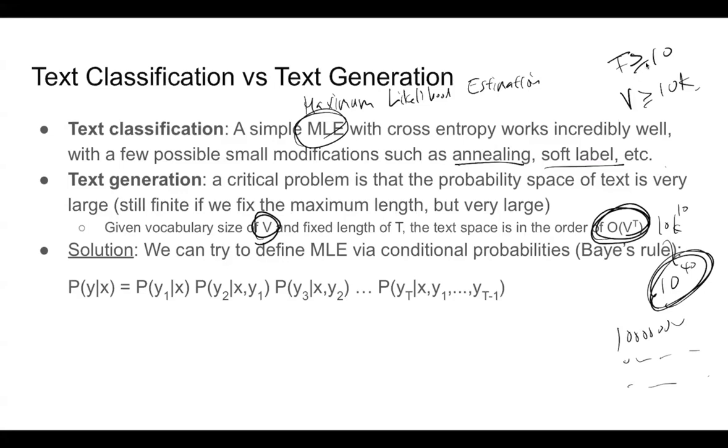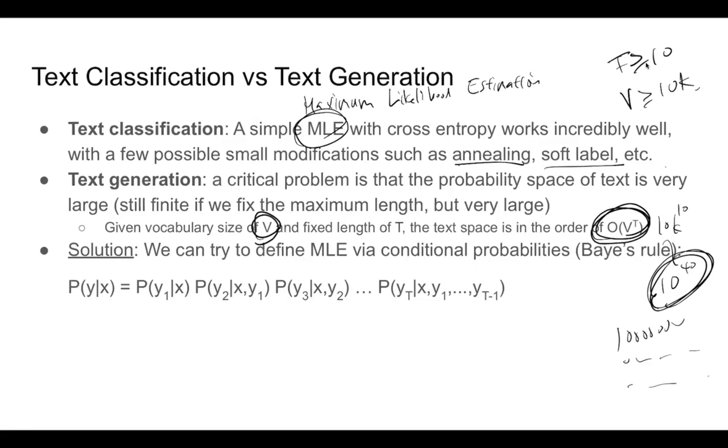So the point is that you cannot define the output space or the probability space of the output text. Although we cannot say it's infinite, because if we fix the maximum length, which is a good thing to do in practice, as I've told you in classification too, especially these days, then it's finite but very large.